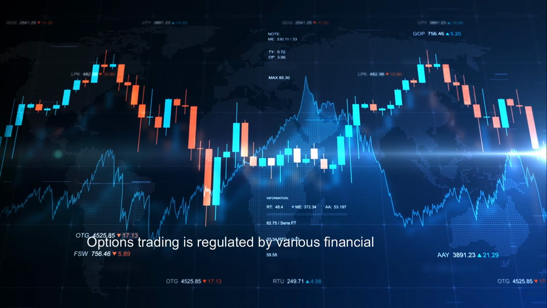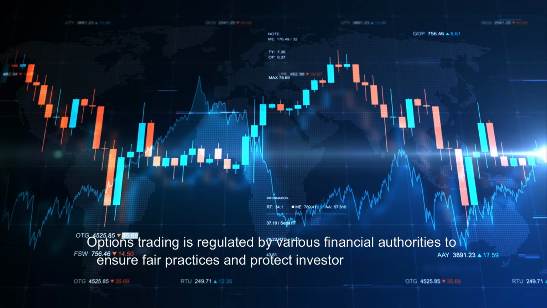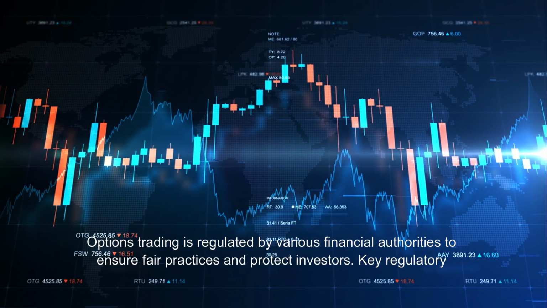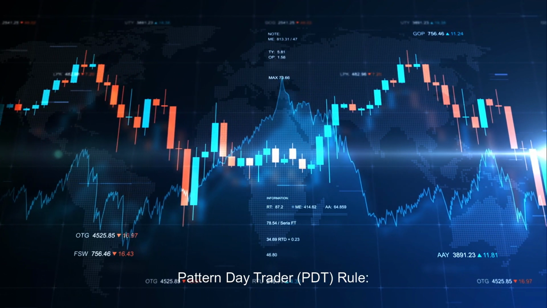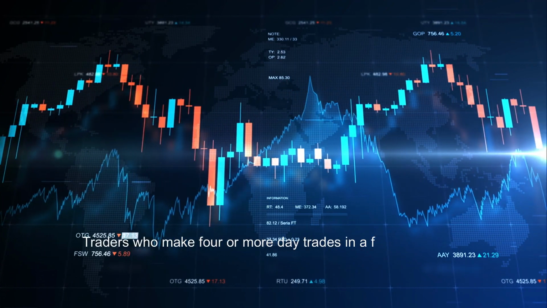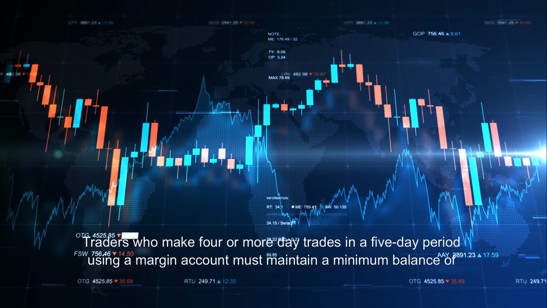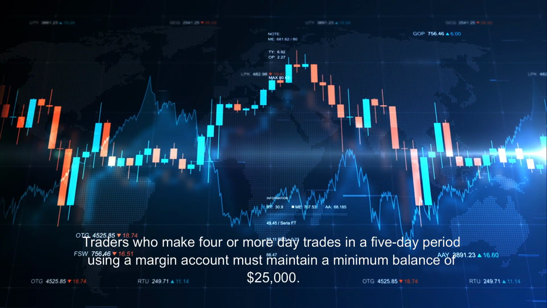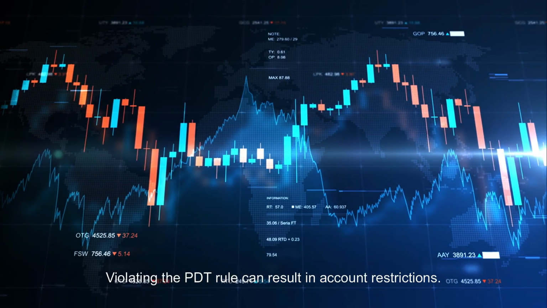Regulatory considerations for options traders. Options trading is regulated by various financial authorities to ensure fair practices and protect investors. Key regulatory aspects include the Pattern Day Trader (PDT) rule. Traders who make 4 or more day trades in a 5-day period using a margin account must maintain a minimum balance of $25,000. Violating the PDT rule can result in account restrictions.